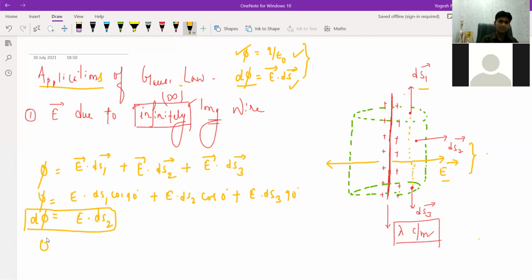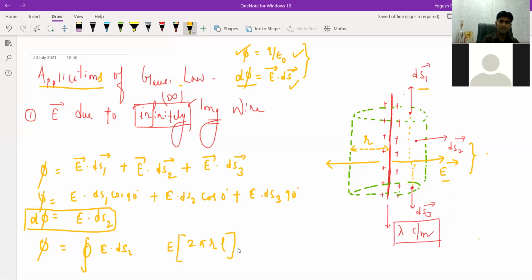Now if we need the value of phi, phi is equal to closed integral of E dot ds, that is E ds2. Now electric field can be kept outside. So this E and ds2 is again integration ds2. Integral ds2 means 2 pi RL for a cylinder. R is the radius of this Gaussian surface.